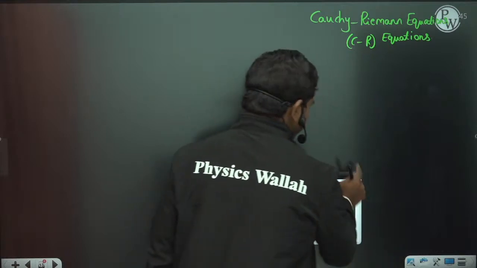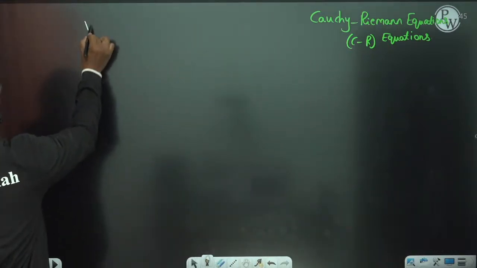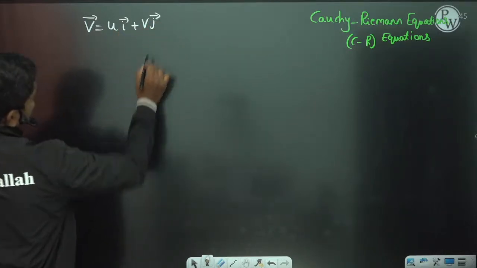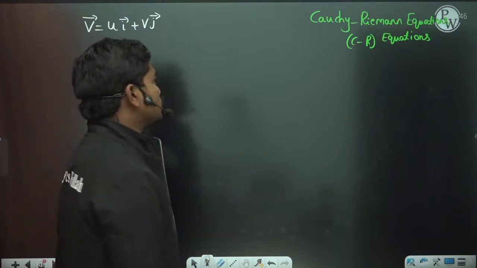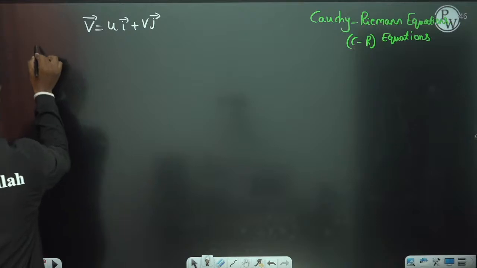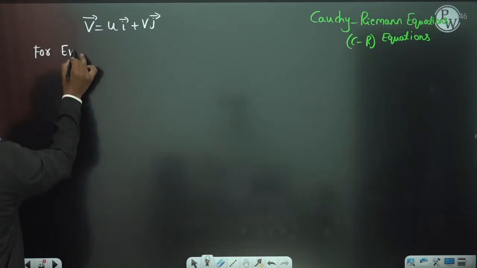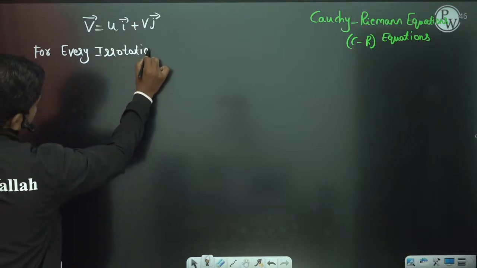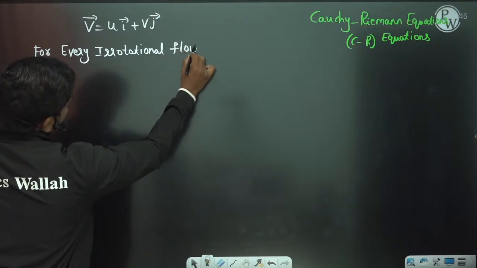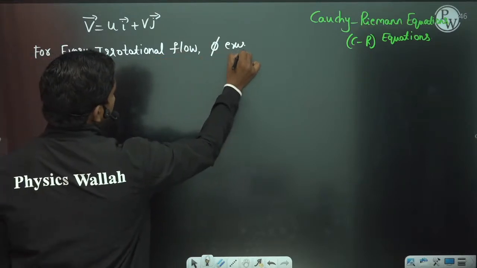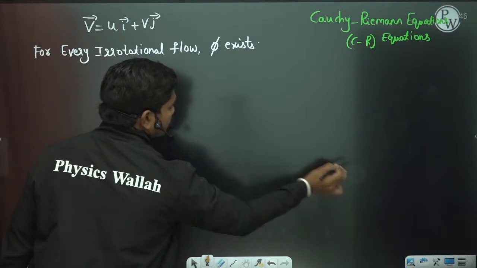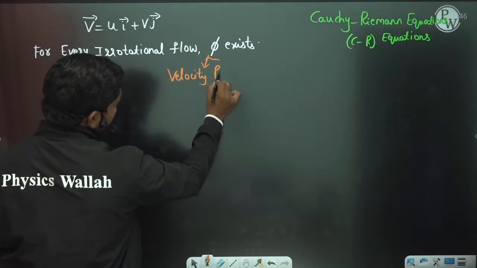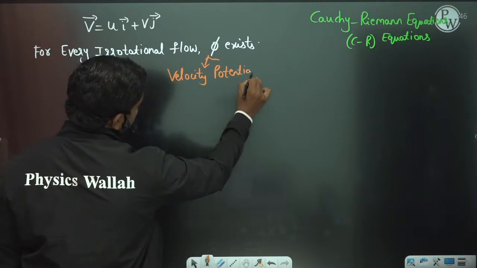Okay, so now let us see. Normally if you have a velocity profile v is equal to ui plus vj, and let us suppose the flow is irrotational, then there exists a velocity potential function phi. So for every irrotational flow, phi exists. So phi is called the velocity potential function.